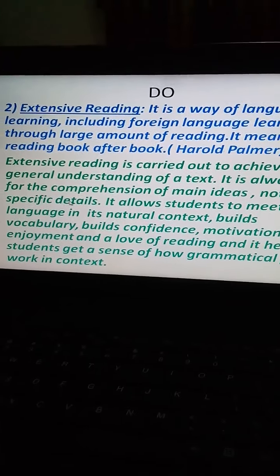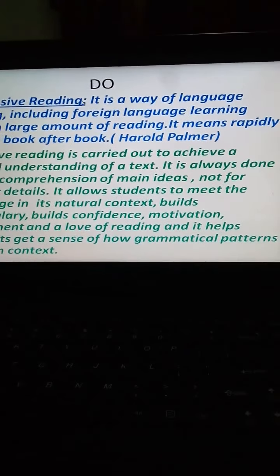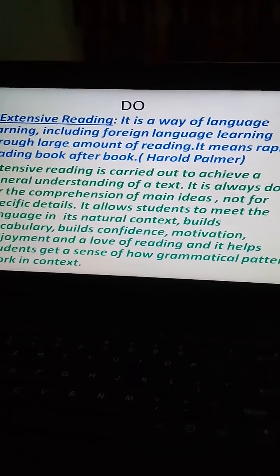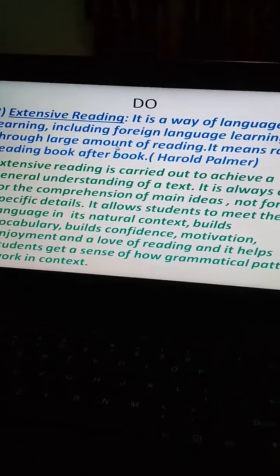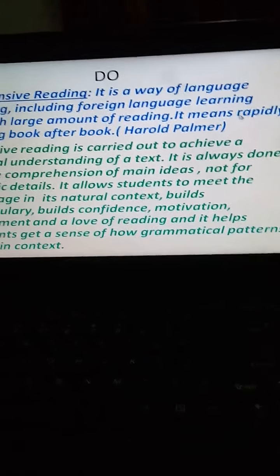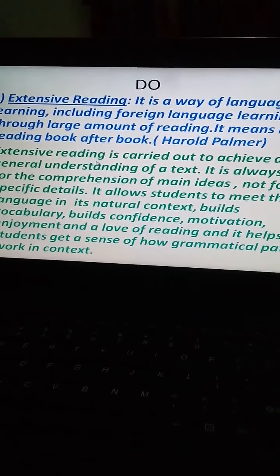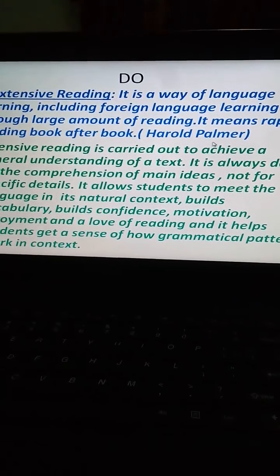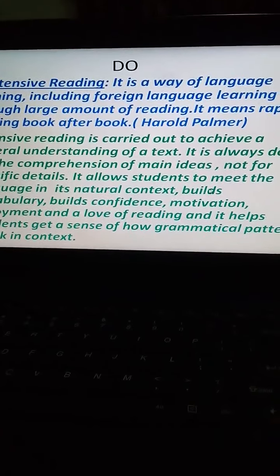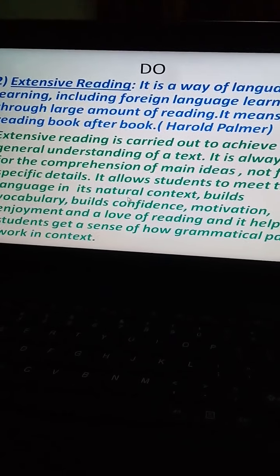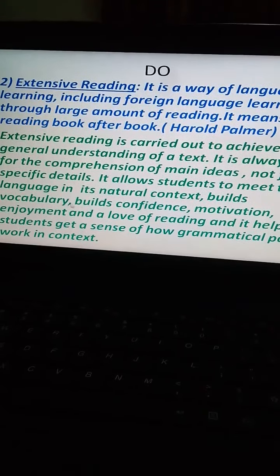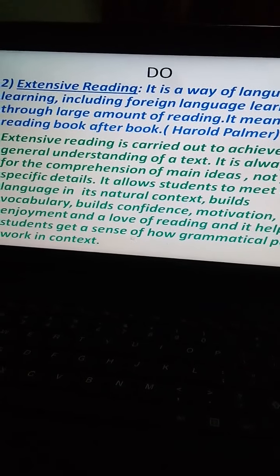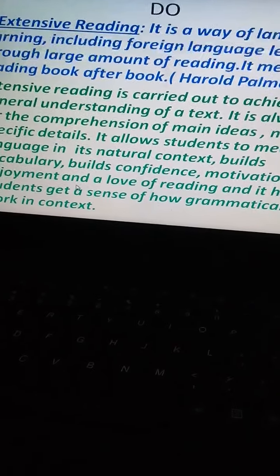The next category is extensive reading. It is a way of language learning, including foreign language learning, through a large amount of reading. It means rapidly reading book after book. This point is taken from Harold Palmer, and it allows students to meet the language in its natural context. It builds vocabulary, it builds confidence, motivation, enjoyment, and a love of reading.